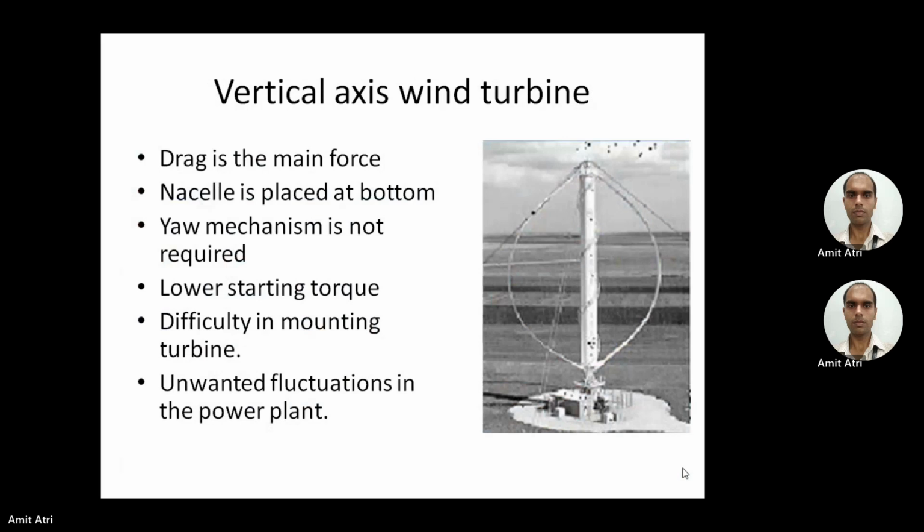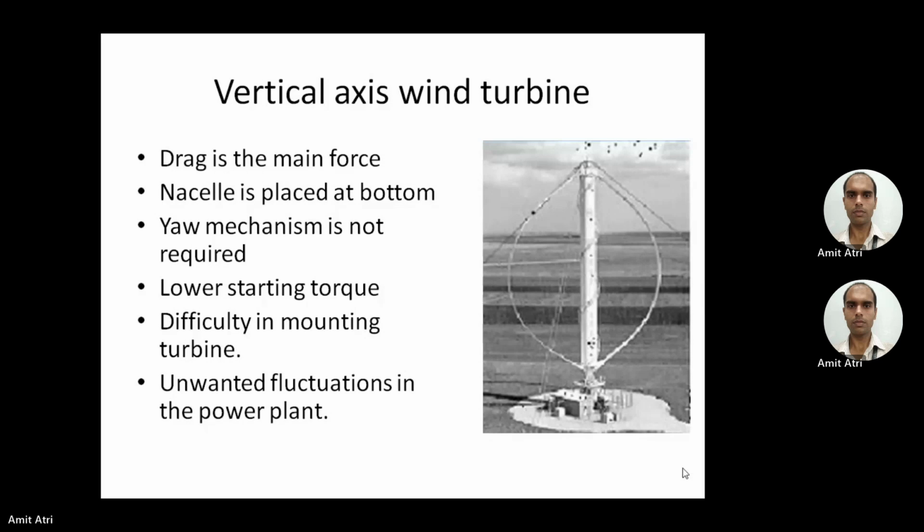Okay, now the vertical axis wind turbine. Till now what we have studied is the horizontal axis, because the axis of the turbine is horizontal. Now in this case it is vertical. So here drag is the main force in this type of turbine. Another thing, the nacelle is placed at the bottom. Means the power generating system that was on the top in the horizontal axis wind turbine, here it is at the bottom.